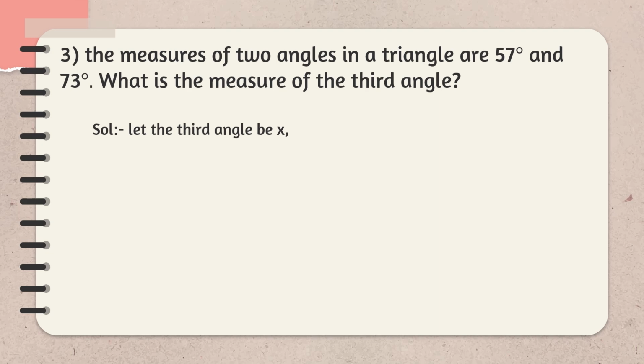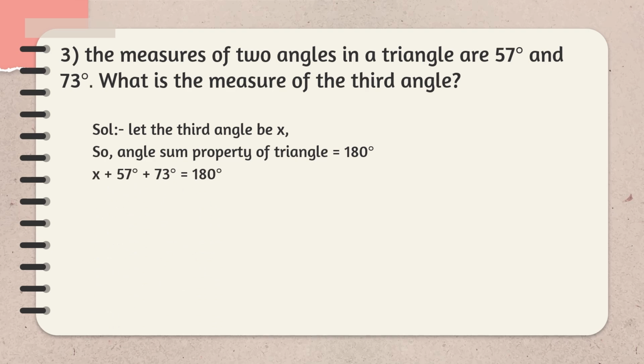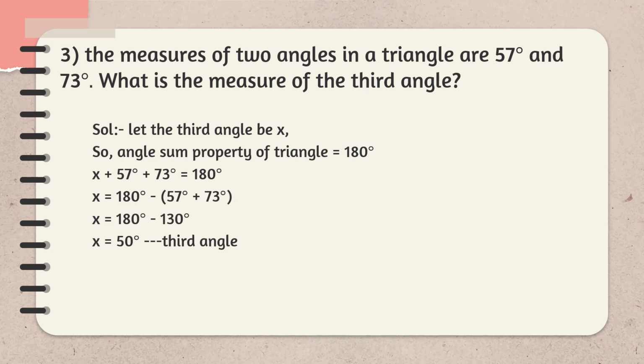So let's consider the third angle as x. What is the interior angle sum property of a triangle? Which is equal to 180 degrees. That's it. Substitute it. You will get it. So this is how we find out your x value. So x is equal to 50 degrees. So this is your third angle.